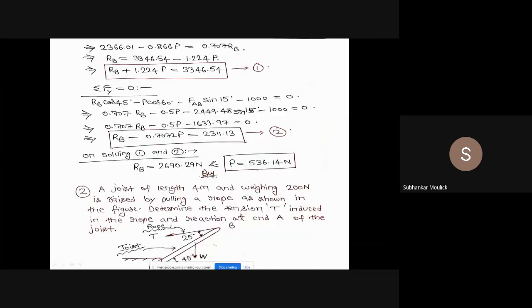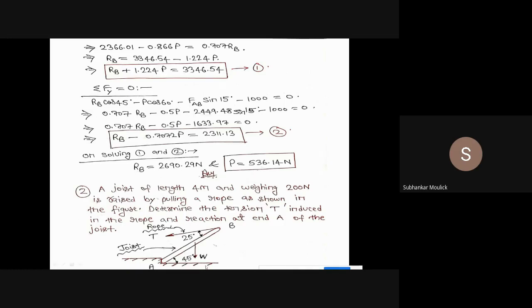Fine. So let us solve the second problem. Let us read the problem first. What the problem is telling us. The problem is: a joist of length 4 meter and weight 200 Newton is raised by pulling a rope as shown in the figure. Determine the tension T induced in the rope and reaction at end A of the joist.